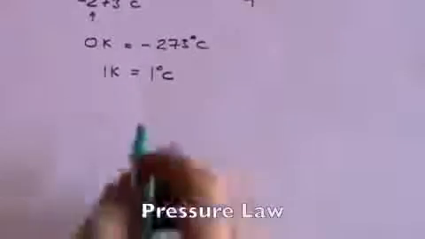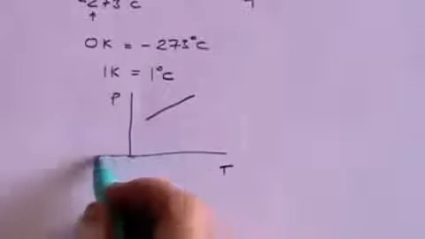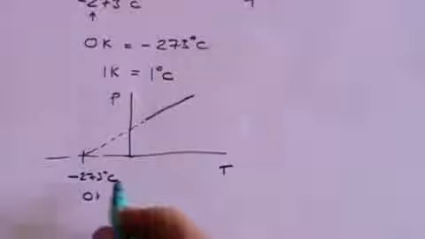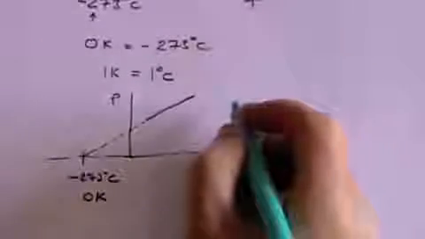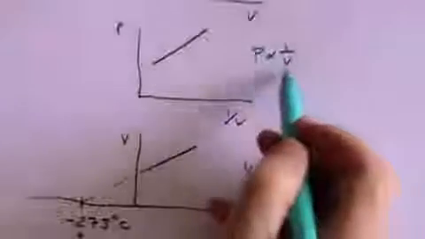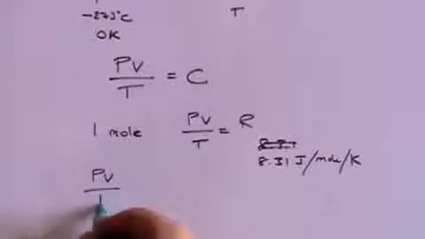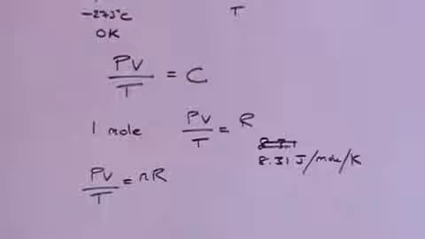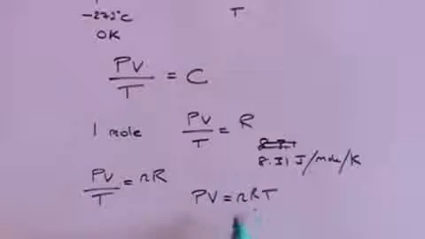Now finally, we have a pressure law. And the pressure law relates pressure to temperature. And once again, it's a straight line. And once again, if you project it backwards, you find that the pressure becomes 0 at minus 273 degrees Celsius, which is 0 degrees Kelvin. And that tells us that pressure is proportional to temperature. So we have that pressure is proportional to 1 over volume. If you have n moles of the gas, then PV over T will equal n, which is the number of moles, times R, which is the molar gas constant. And if you rearrange that formula, you get that PV equals nRT.